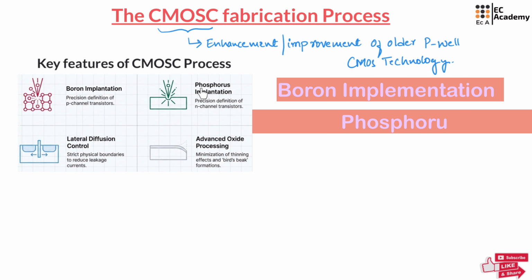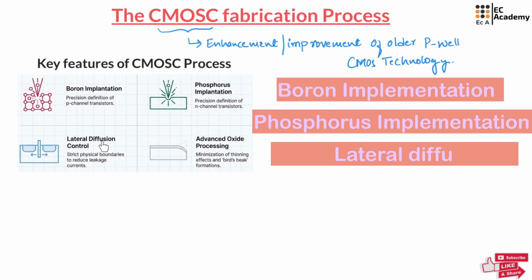The next process is phosphorus implantation. Similar to how we have boron implantation, we have phosphorus implantation to make n-channel transistors. It is very simple. Boron is used for p-channel transistors and phosphorus is used for n-channel transistors.